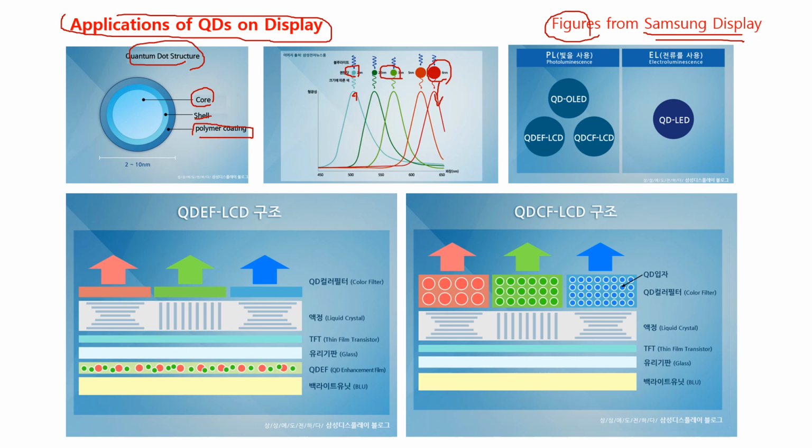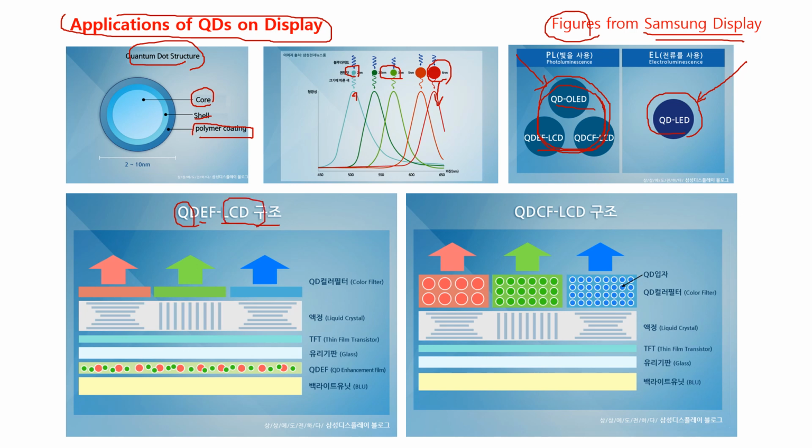These quantum dots can be used on the television, and QD OLED. These types of displays use quantum dots as backlight, and in the quantum dot LED we use them as the active layer material for emitting the photons. First, see the QD enhancement film LCD structure.